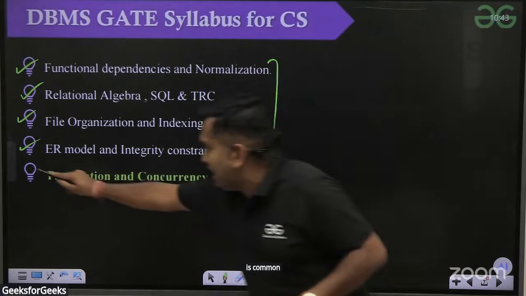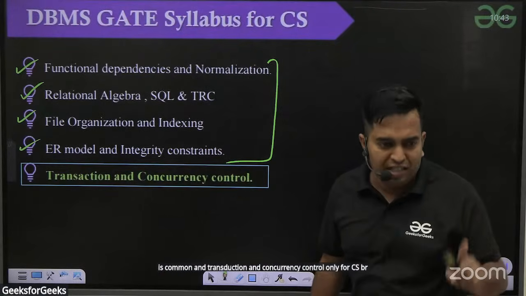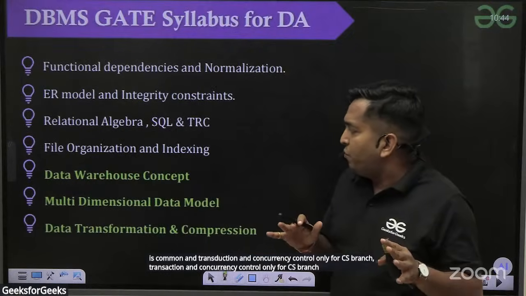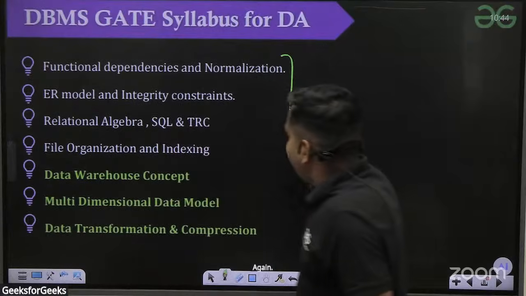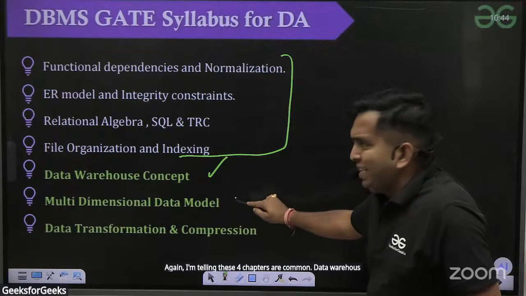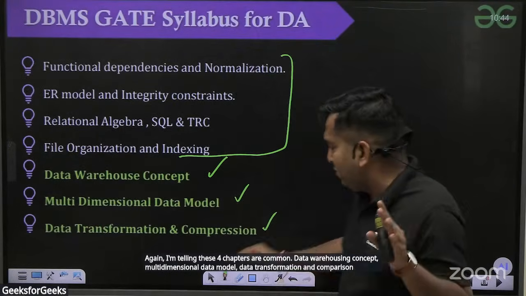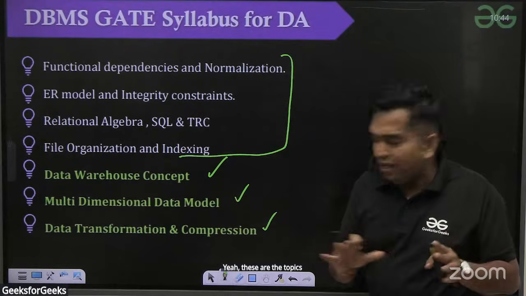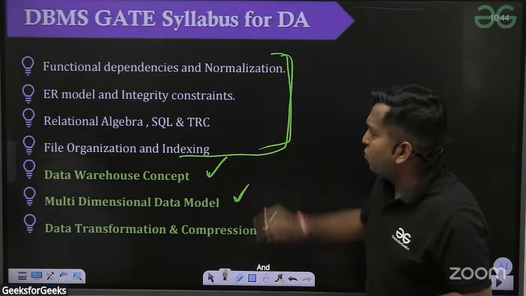Meaning to say, if you are preparing for the DA paper as well, these 4 are common. And transaction and concurrency control is only for the CS branch. Now, if I'm talking about DA, then again I'm telling you these 4 chapters are common. Data warehousing concept, multi-dimensional data model, data transformation and comparison algorithms: these are the topics which are separate in the DA branch, and the rest 4 chapters are common.